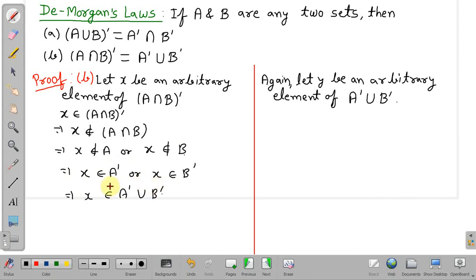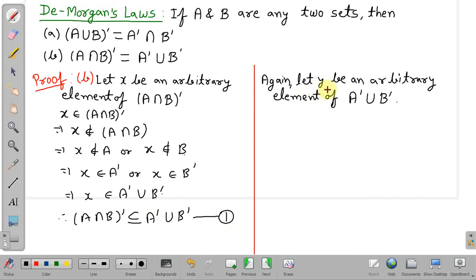So if you notice here, we have started by assuming X is any element of (A intersection B) complement and concluded that X is also an element of A complement union B complement. Therefore, (A intersection B) complement is a subset of A complement union B complement. So this is our equation 1.